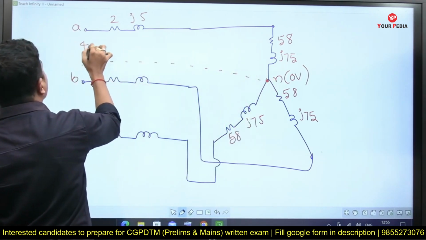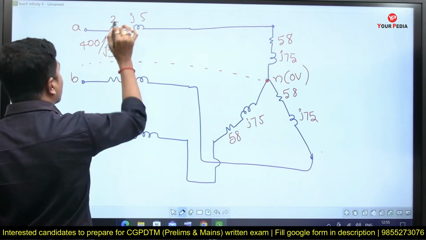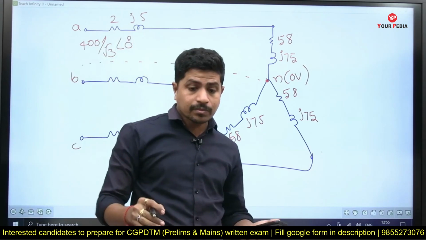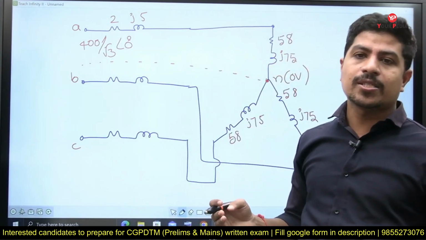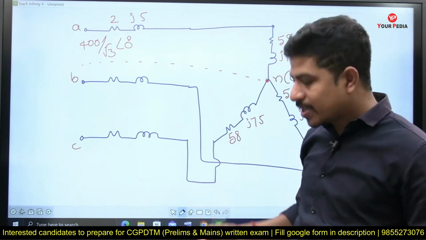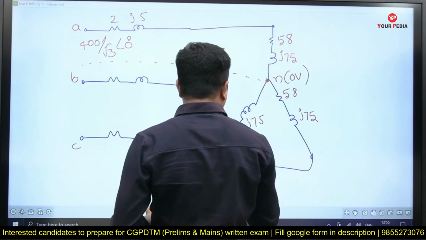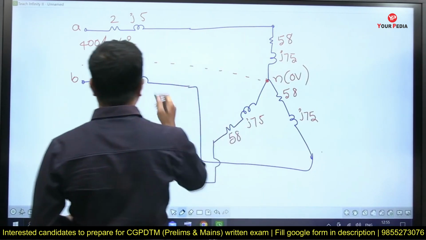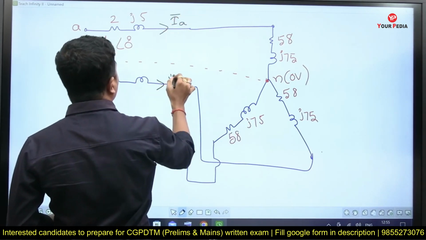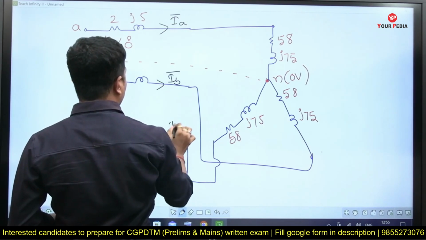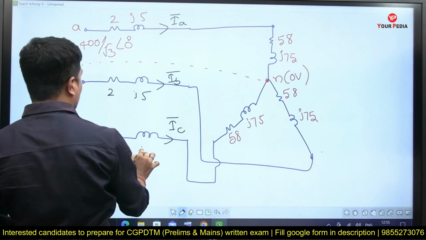The voltage here is 400 by root 3 at an angle of 0 degrees. I told you in the very starting, as the system is balanced, 3 phase power is equal to 3 times single phase power. Even current we can get like that. Once we know one phase data, we can get the other phases. The currents are IA, IB and IC, and we also mention 2 and J5 here.